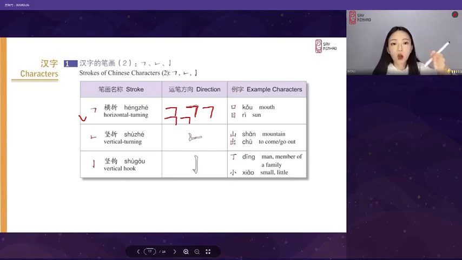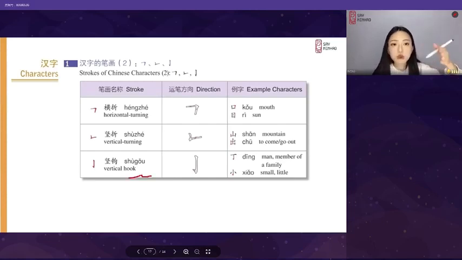Let's see the example characters. First one is 口, which means mouth in Chinese. So as we can see, this 口 is written in this way. See carefully. So first, a vertical 竖, and then a 横折, horizontal turning, what we are learning now. And last is the horizontal. This is mouth. Next example is 日, which means sun. So first, I'm going to write a vertical and then the horizontal turning here, and then a horizontal and then a longer horizontal. This is the example character for horizontal turning, 横折.